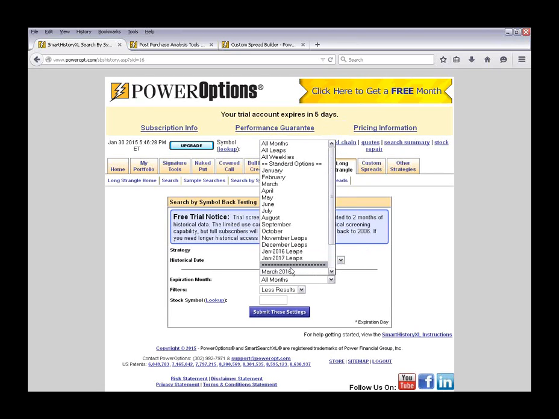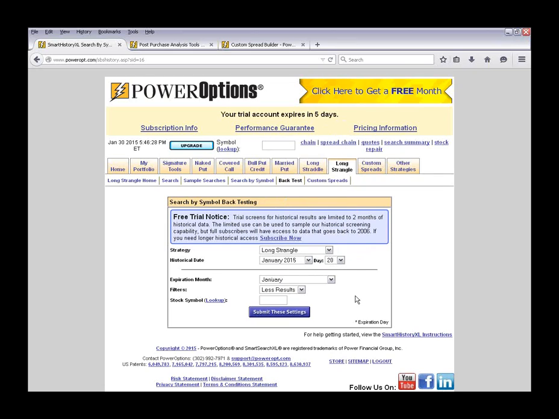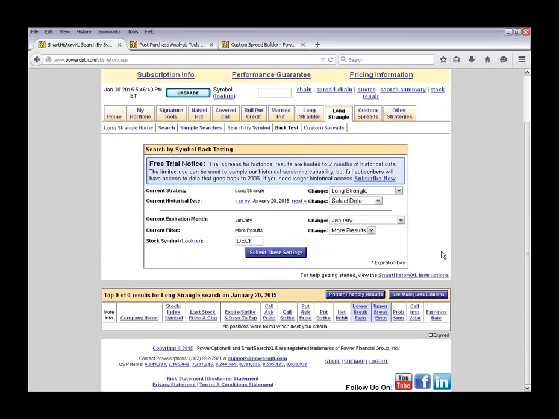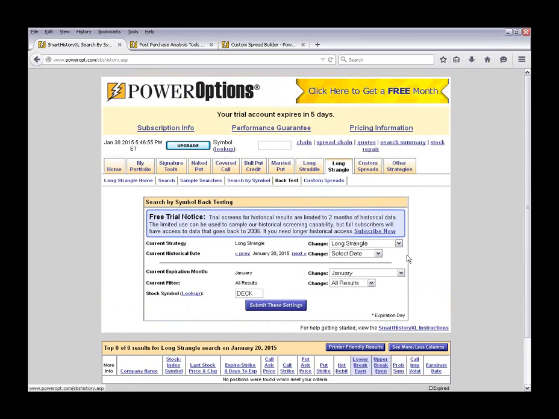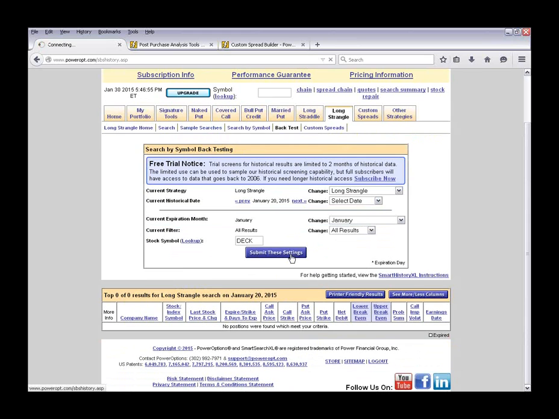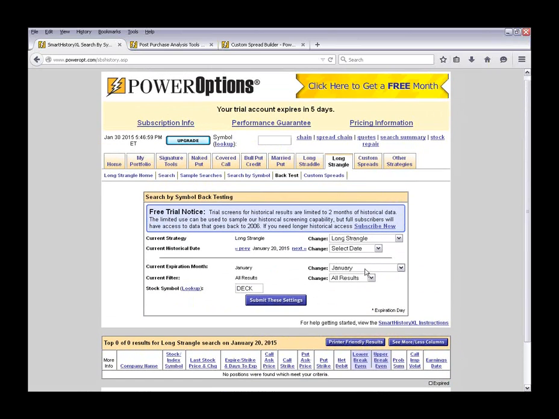Okay, and we're just going to look at the January expiration, so the near term. I'm going to look at more results. Let's see if we can find anything on DECK. Remember, on January 20th, DECK was around $75, $76 per share, right? $74.90? Is that what we were looking at earlier? Let's see if I can get all results here for January. Maybe I'll have to go to February to do this. Let's go to February.